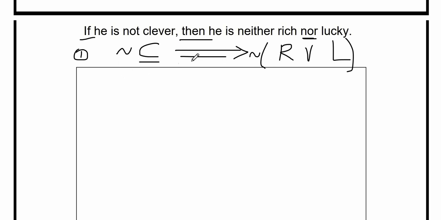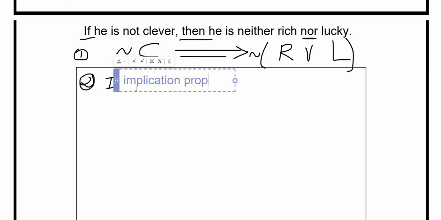So implication proposition would be the dominant type of proposition in this. So we say the type of proposition is implication proposition. Next, third is the truth table.